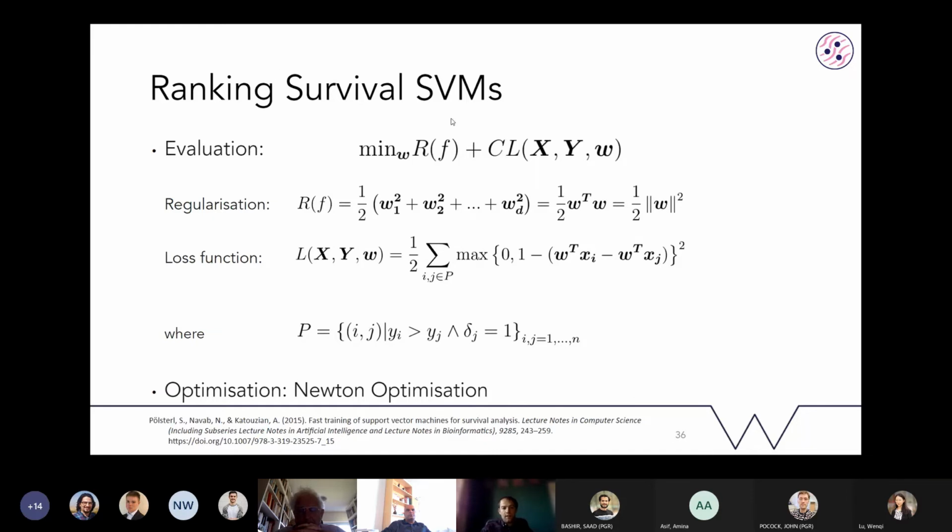If we think about just ranking first, then we've got the exact same objective function, same regularization term. The loss function is slightly different now, and instead of having a hinge loss, we've now got a squared hinge loss.